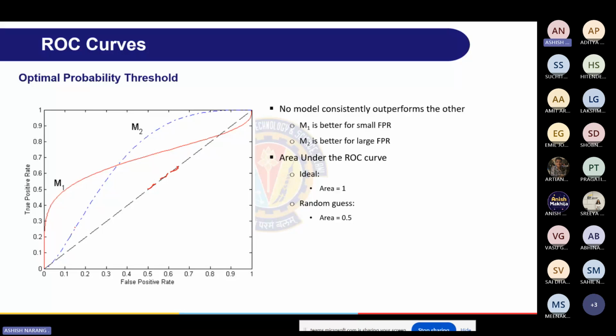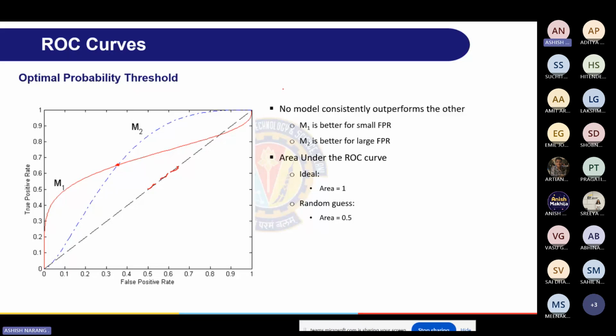Initially, the true positive rate is increasing, and the false positive rate is also increasing. Beyond this point, if you are increasing the true positive rate, again there is an increase in the false positive rate, but it is cutting this particular model. So which model is better? From M1 and M2, given these two curves, which model is better?